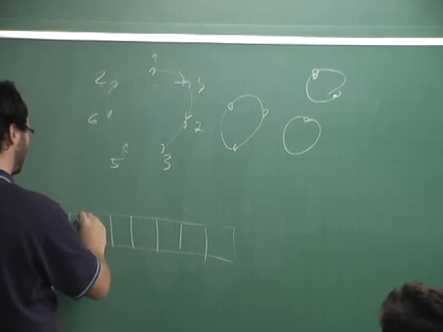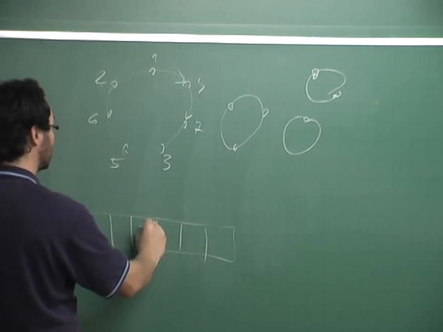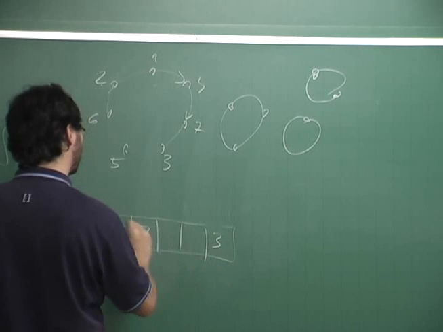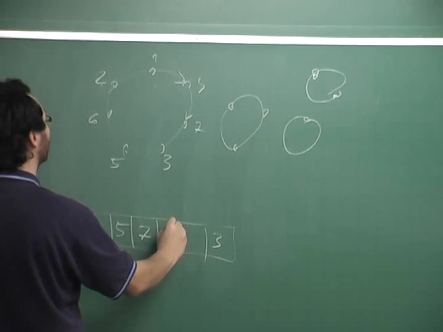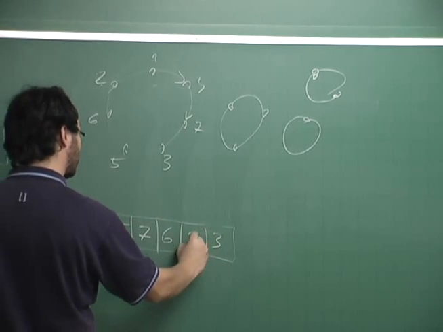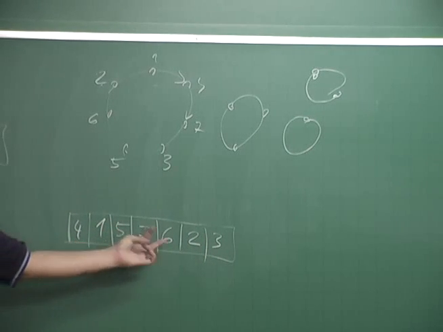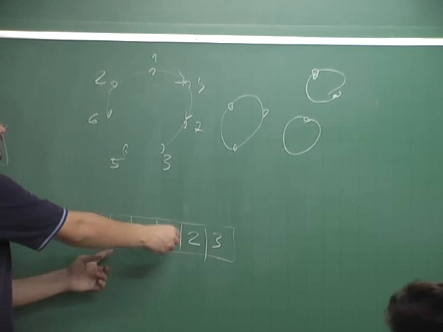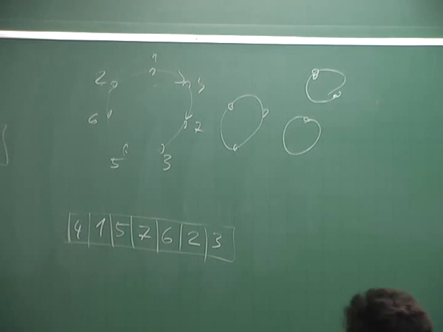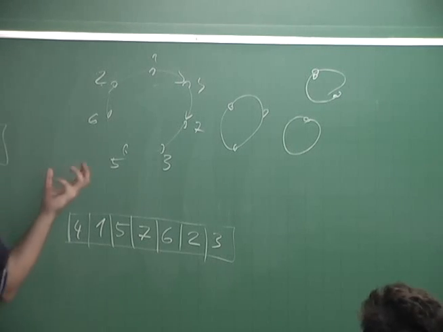1 points to 4, 4 points to 7, 7 points to 3, 3 points to 5, 5 points to 6, 6 points to 2, and 2 points to 1. If I now swap any 2 of these numbers in the array, I will get a new permutation with 2 cycles, exactly 2 cycles. This is a very important observation.